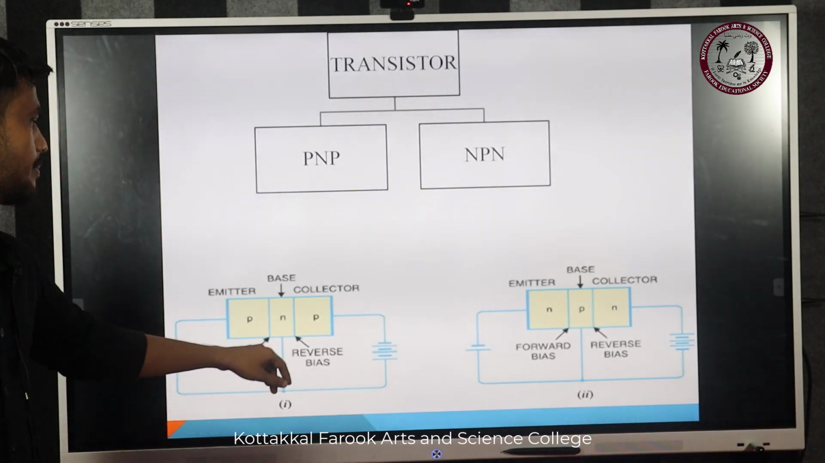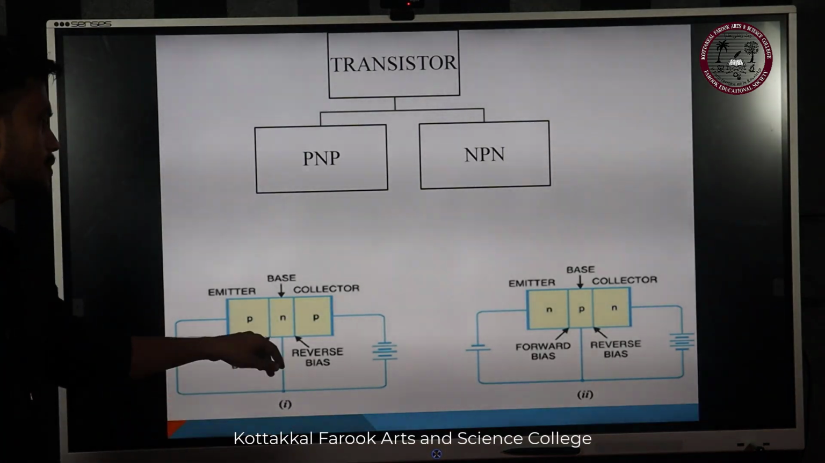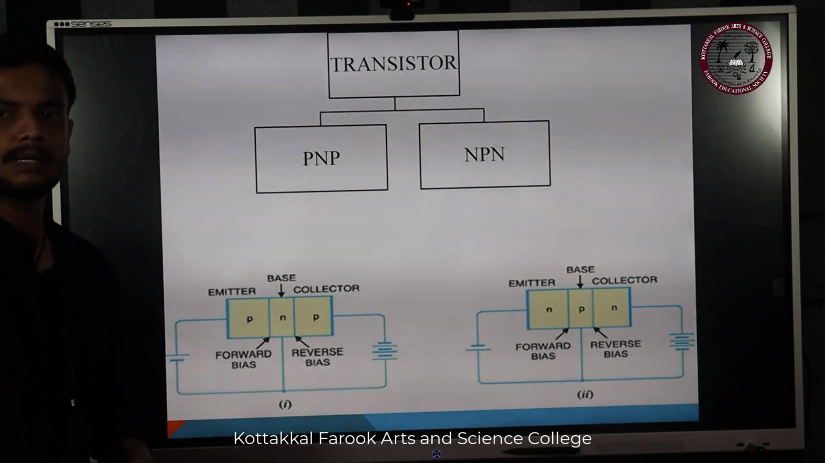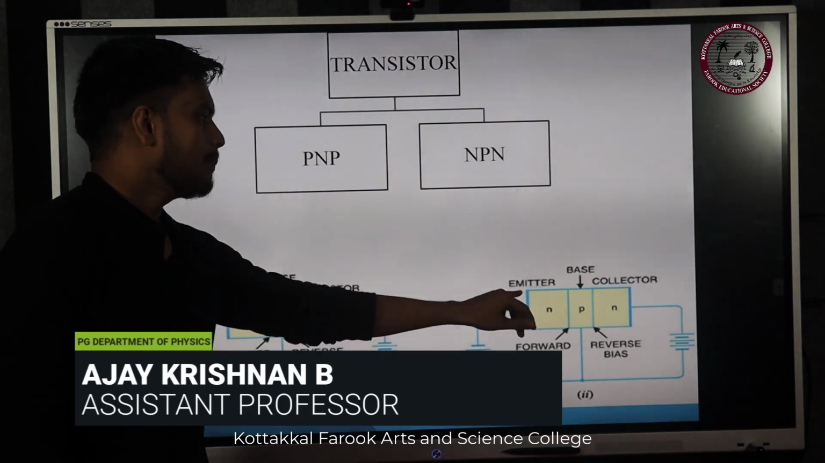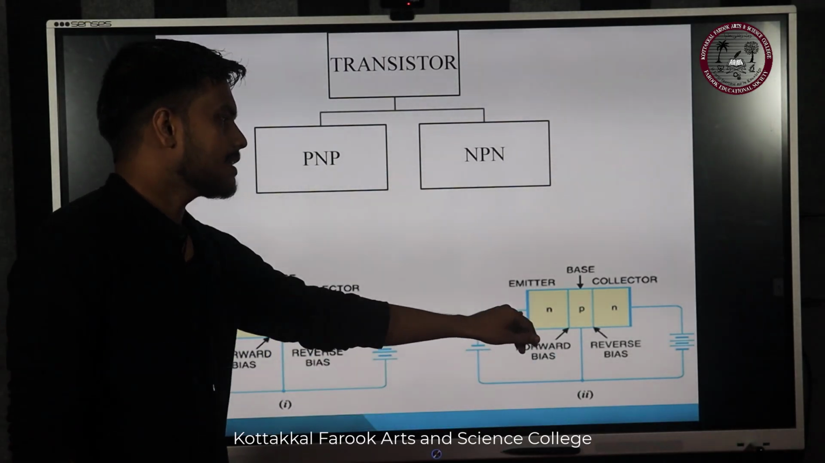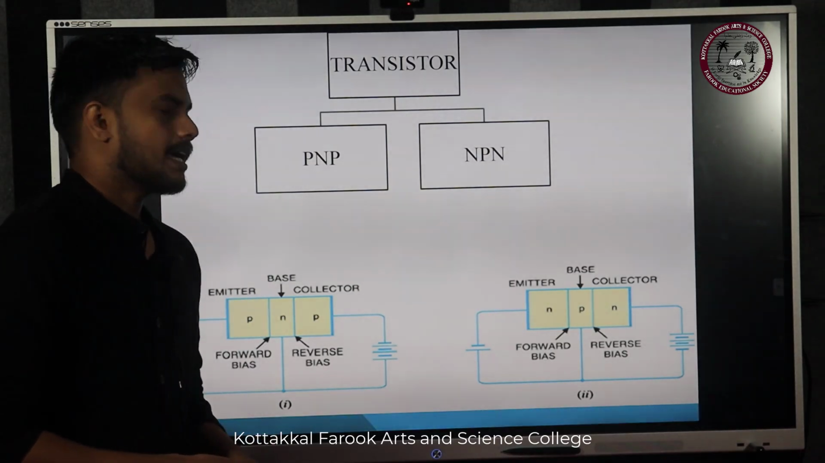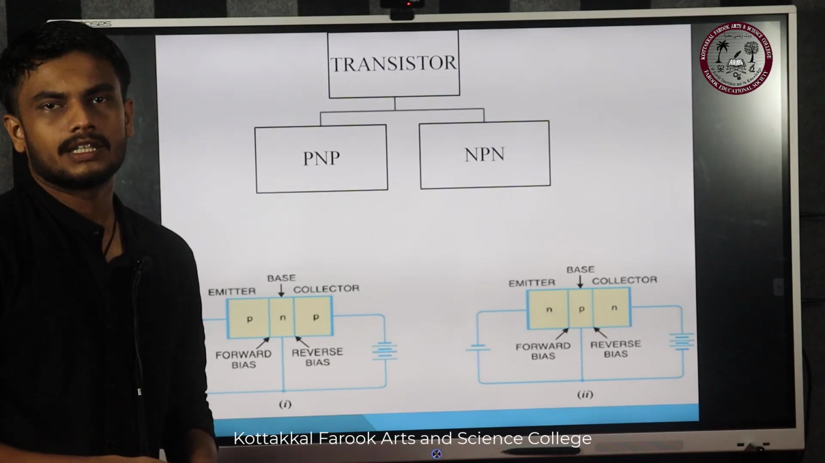Here the emitter and base is forward biased, which means that the electrons flow from P to N type here in the PNP transistors. In the NPN transistors also, the P is in the base and the two N semiconductors are in the emitter and collector. These are the two types we use in the transistor.